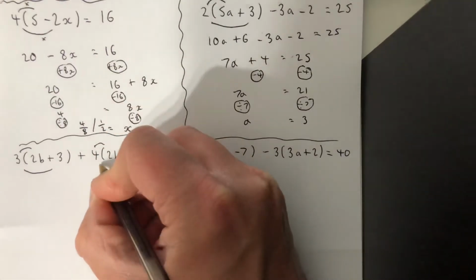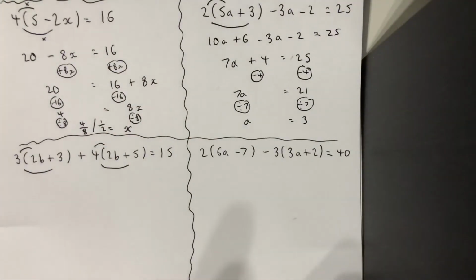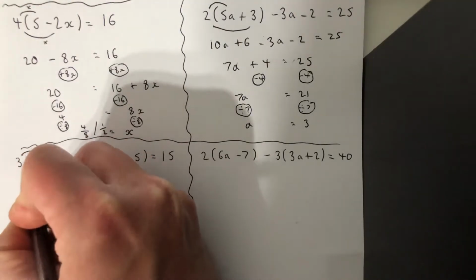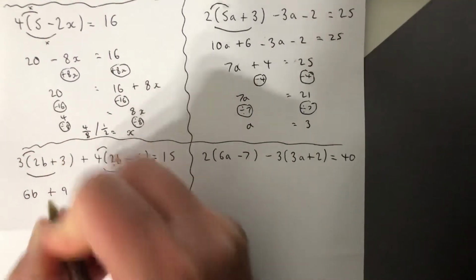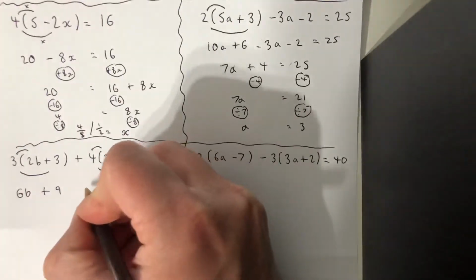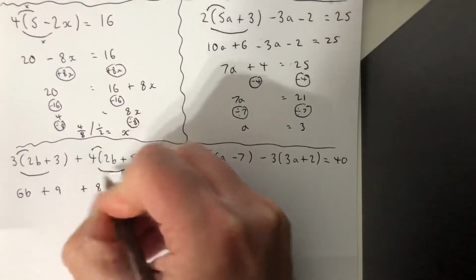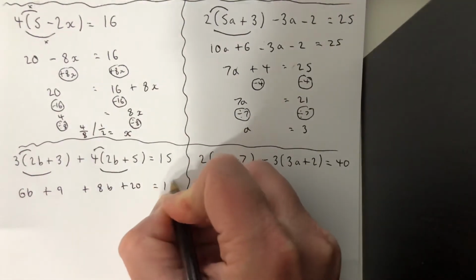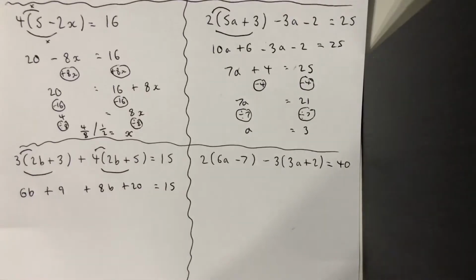So if we just take your time, mark 1 if you're in the exam will be for timesing out the brackets. So 3 times 2b is 6b, 3 times 3 is 9, okay. 4 times 2b is 8b. 4 times 5 is 20. So again, just do all the bits and bobs. You'll get the same marks for basically one or the other. But now, so far, so good. And all we need to do now is tidy it all up a little bit.